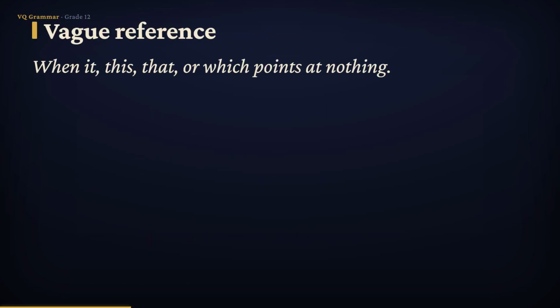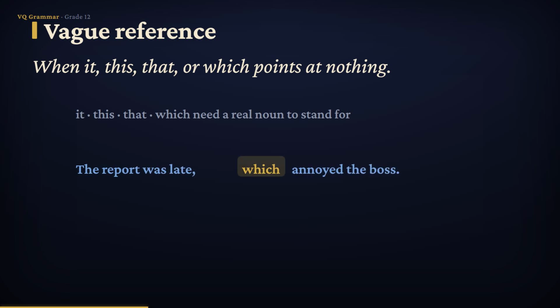The second troublemaker is vague reference. Words like it, this, that, and which are supposed to stand for a specific noun, but we often let them point at a whole idea or at nothing we actually named. Take this. The report was late, which annoyed the boss. What annoyed the boss? There's no single noun for which to grab onto. It's reaching back at the entire situation.